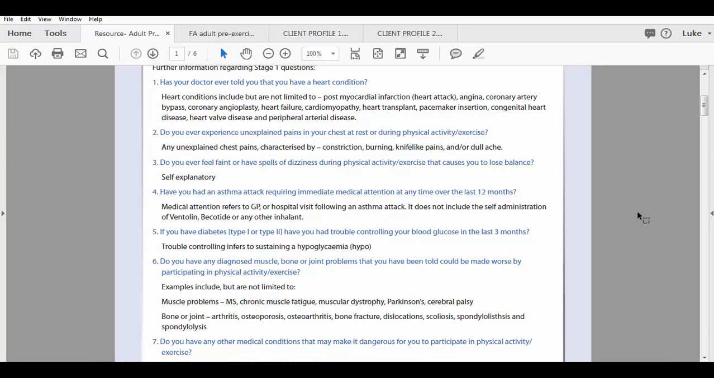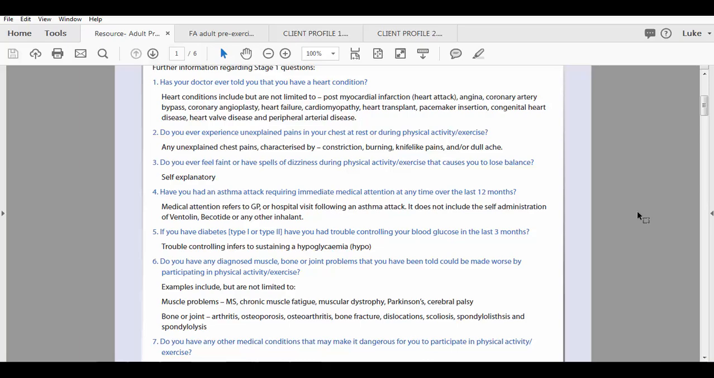Do you experience unexplained pains in your chest at rest or during physical activity or exercise? So any unexplained chest pains characterized by constriction, burning, knife-like pains or dull aches is what you're looking for here. Simple yes or no. Do you ever feel faint or have spells of dizziness during physical activity or exercise that cause you to lose balance? Again, either yes or no. Have you had an asthma attack requiring immediate medical attention at any time in the past 12 months? So this might refer to medical attention from a GP, or a hospital visit after an asthma attack.